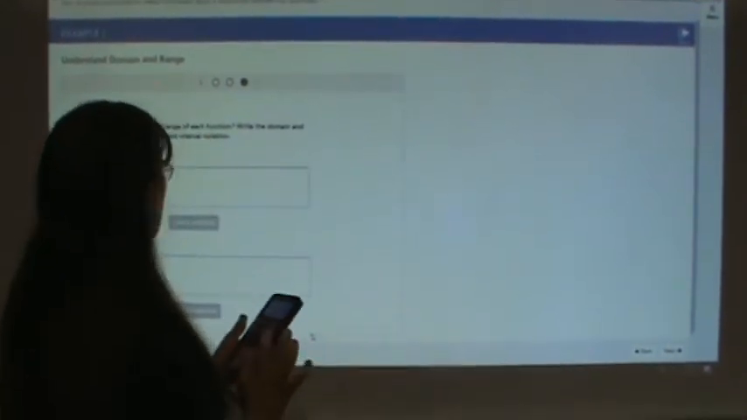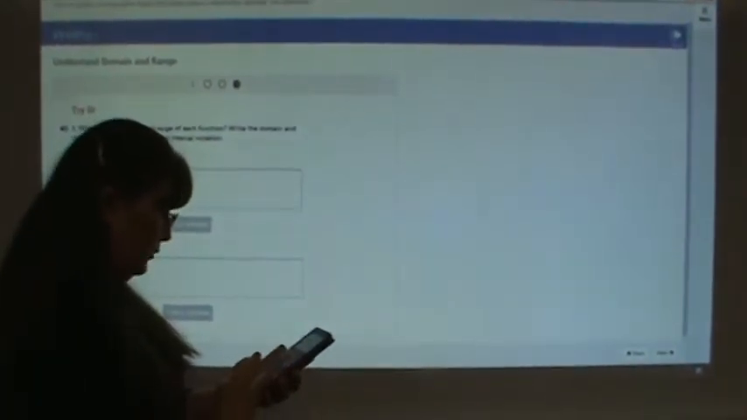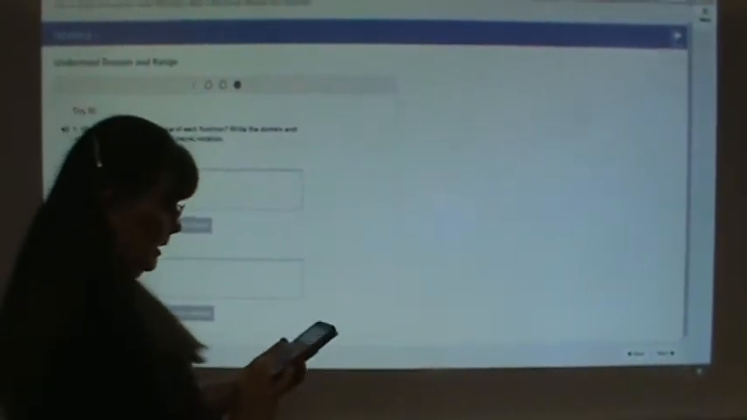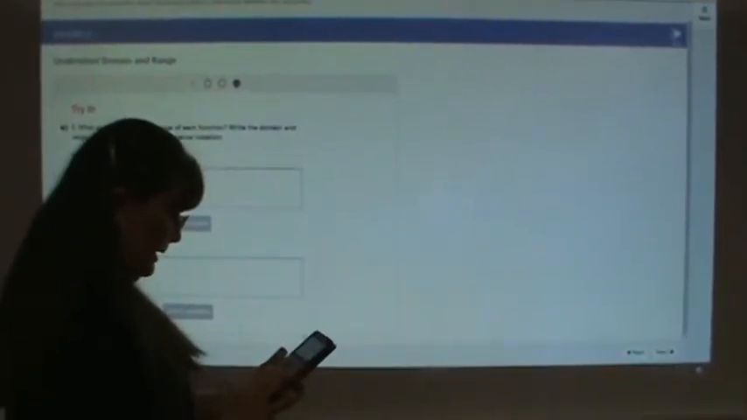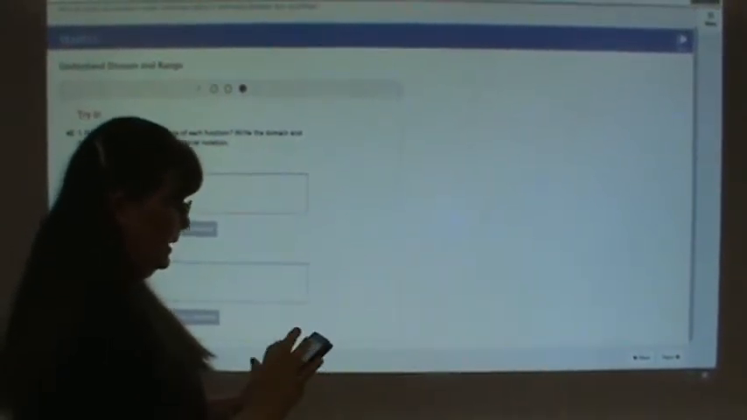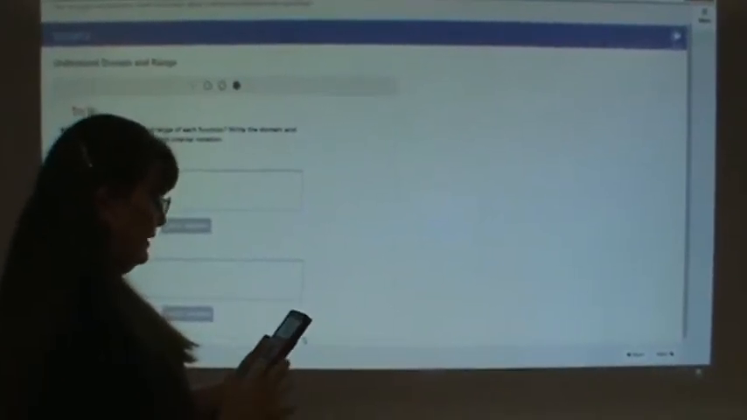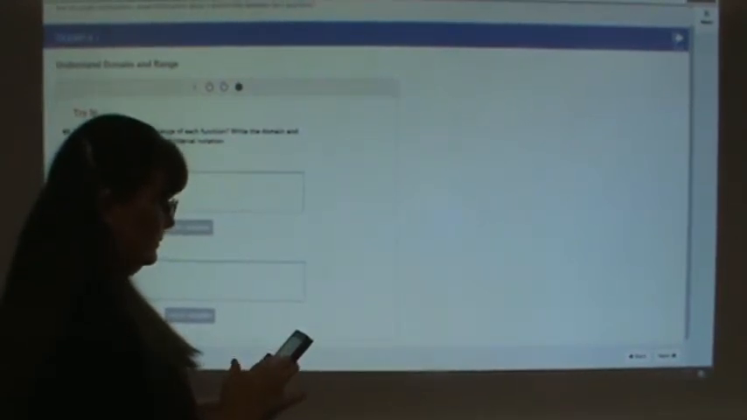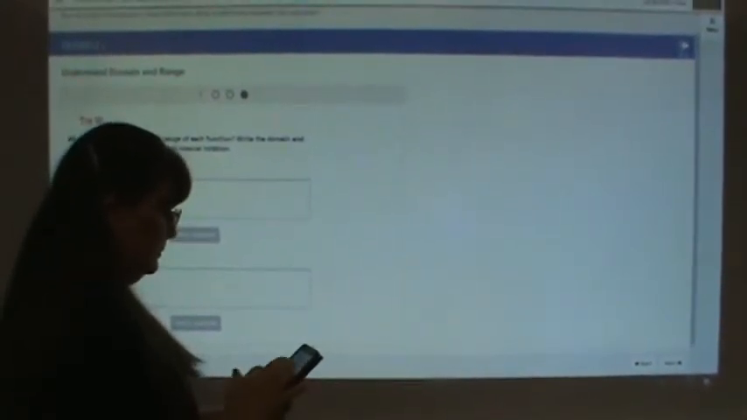I am going to put the absolute value of x minus 4. And then I'm going to graph it. Uh-oh, that's not it. Huh, that's weird.